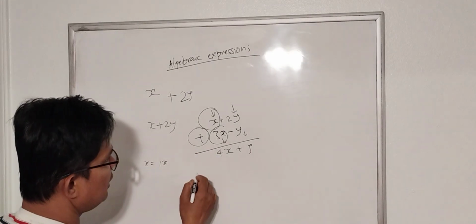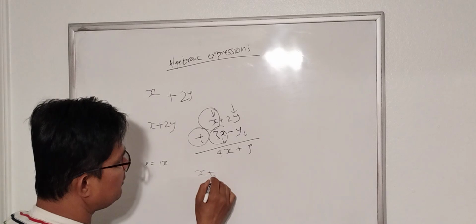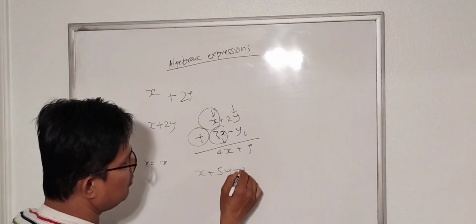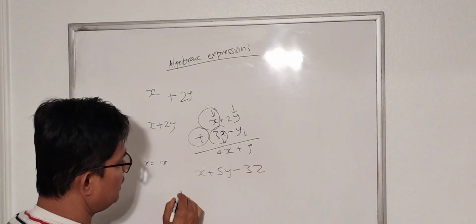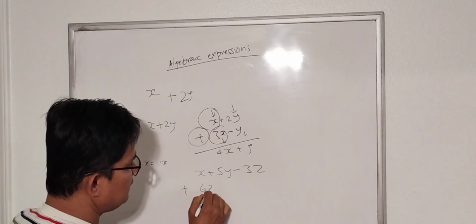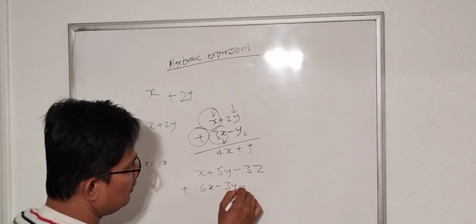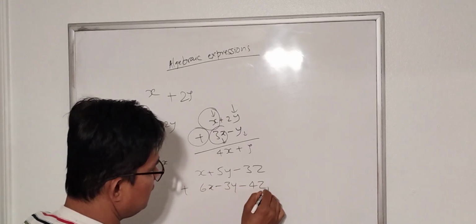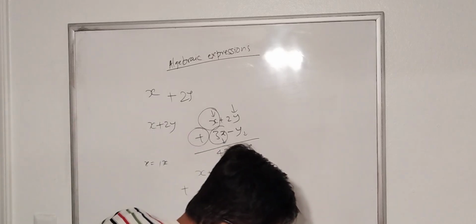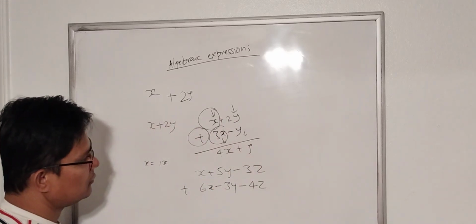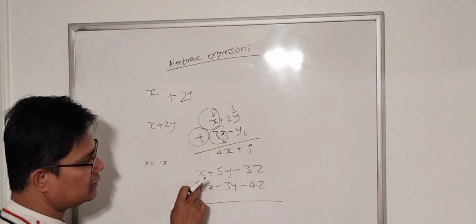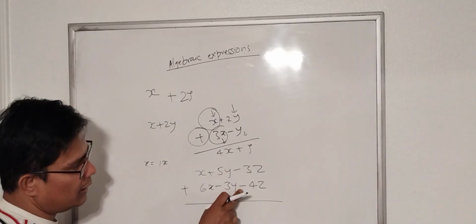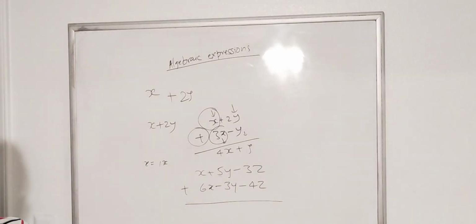Now let's try another example. x plus 5y minus 3z, and then sum it to 6x minus 3y minus 4z. Okay. Again, x with x, y with y, z with z. Don't try to mix. Okay.